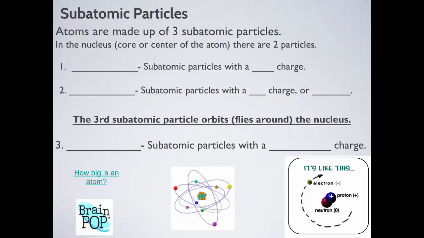Okay, so let's look at atoms. An atom is actually made of other parts. Even though it's the smallest basic unit of matter, it's made of smaller units. We call them subatomic particles. There are three types of subatomic particles that are found in atoms.